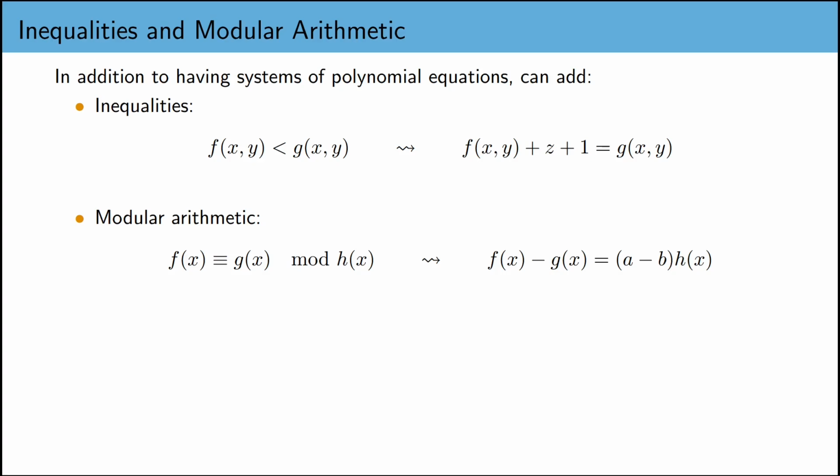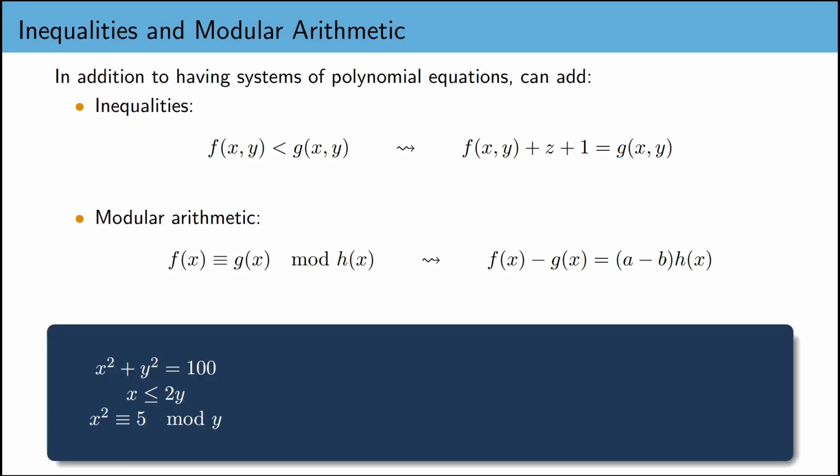So since we're restricting our variables to be natural numbers, we need to say that f of x minus g of x is equal to a minus b times h of x for some a and some b. Let's take a look at this in action. Suppose we're interested in solving this system here.